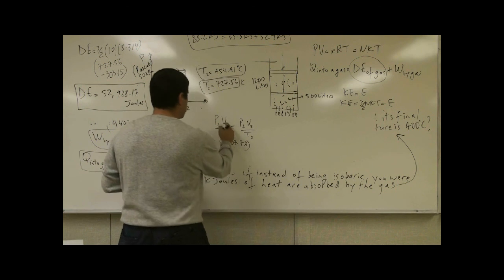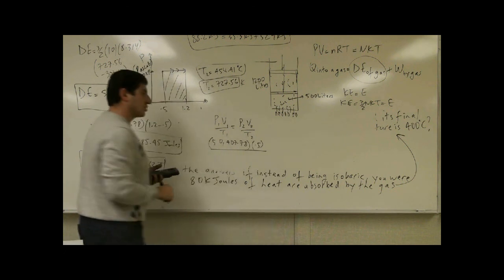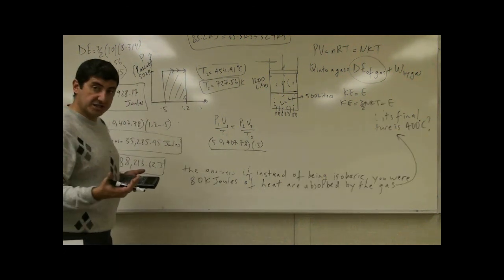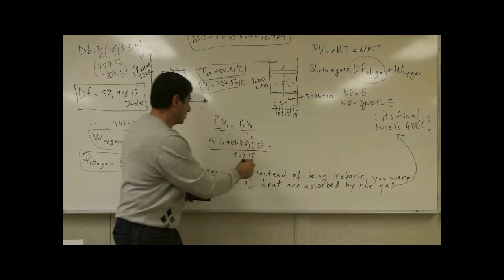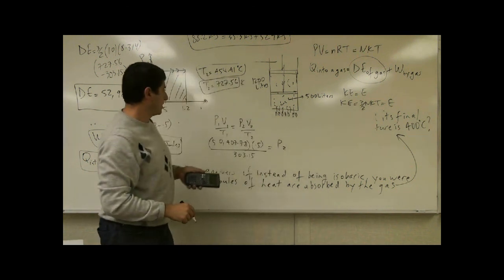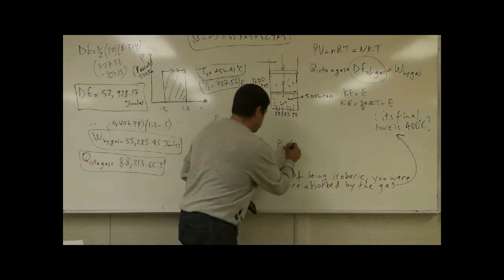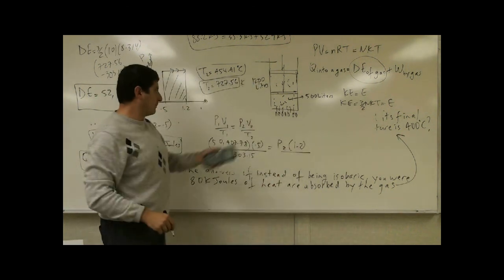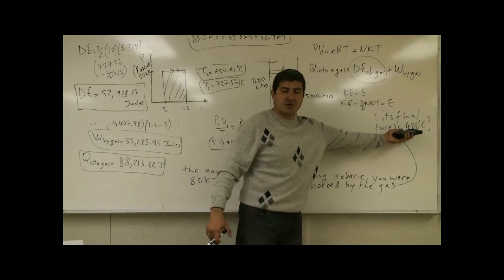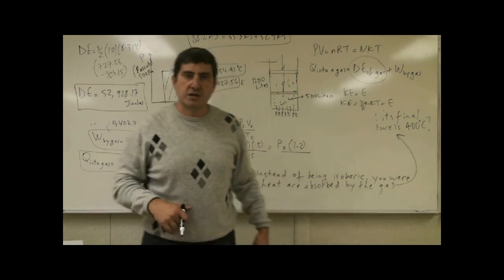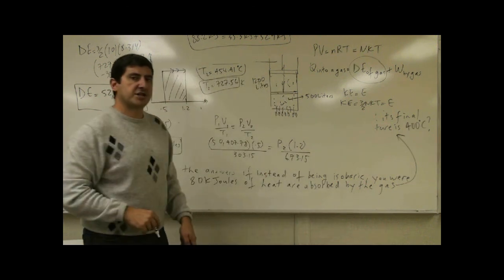50,407.78 pascals. The original volume is equal to 0.5. The original temperature is equal to 30 Celsius, so that's 303.15. The final pressure we don't know, right? The final volume is equal to 1.2. And the final temperature is going to equal what? Well, the problem stipulates that 400 Celsius, 400 plus 273, it's going to be 673.15. So from this, we can actually calculate the final pressure.